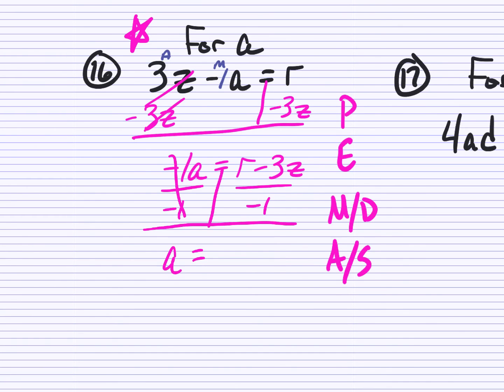On the right-hand side, we have a fraction. So far, our fractions have not been able to reduce. This one can. We can divide by -1. Positive r divided by -1 is -r. Negative 3z divided by -1, well, negative divided by negative is positive. So that's positive 3z. And we have our a by itself, so we're done.